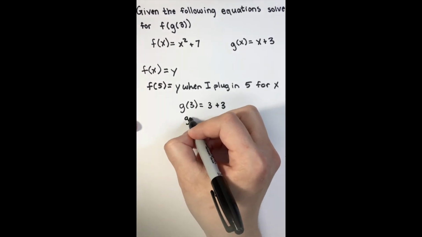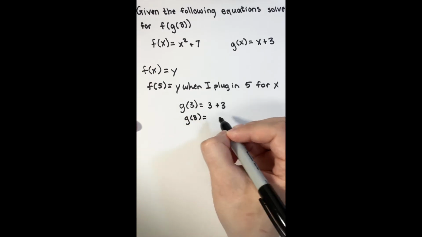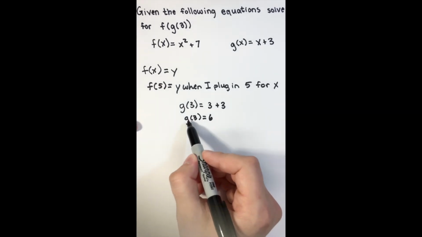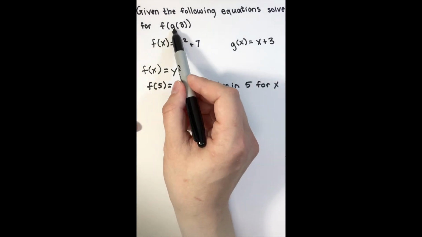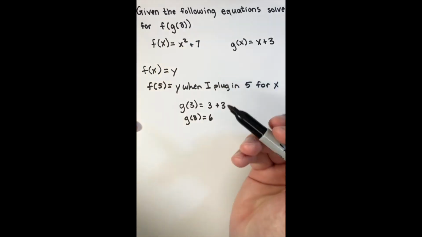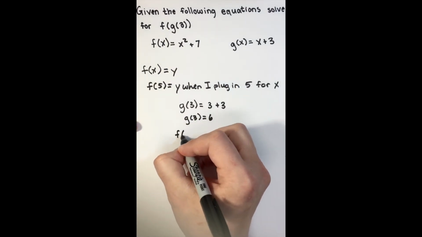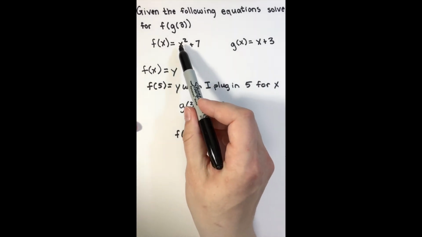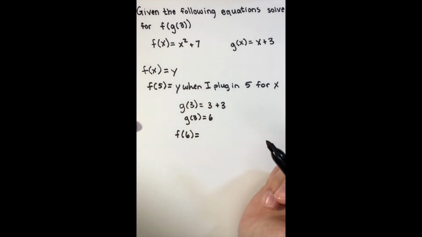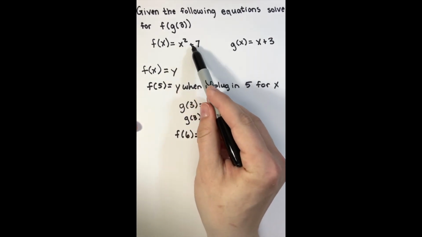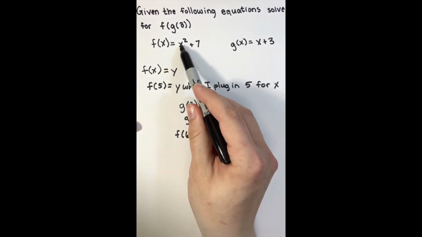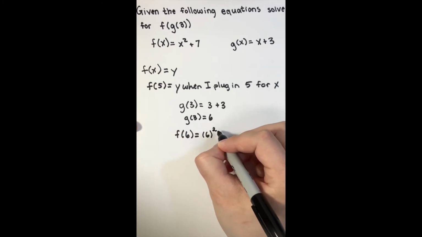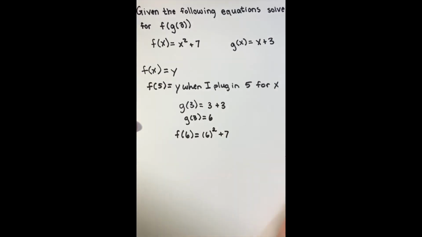So then I'm going to have g of 3 equals 6. So if g of 3 equals 6, and g of 3 is right here, I can just put a 6 in. So then I'm solving for f of 6. So then I have this equation right here that I'm going to be plugging that 6 into. And because I have x squared plus 7, I'm plugging this 6 into this x. So I'm going to do it in parentheses, (6) squared plus 7.